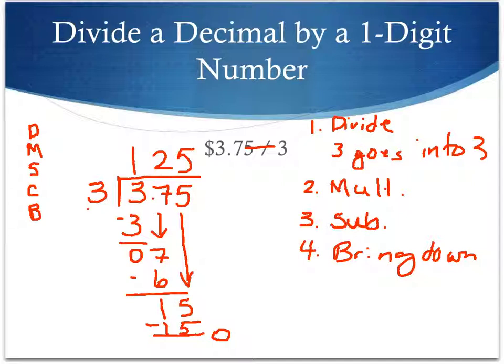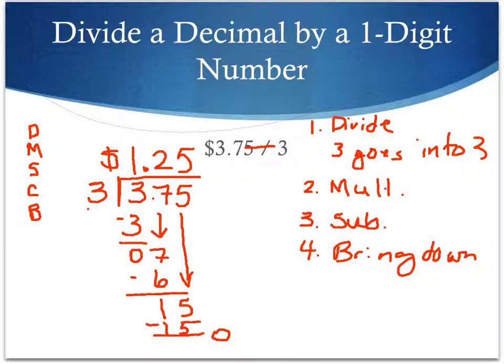The one thing that I should have done sooner was to put the decimal point straight up in my answer. Here was the decimal point, $3.75. We're going to raise that straight up in the answer so that I have my correct answer when I do that. So $3.75 divided by 3 would give me $1.25.